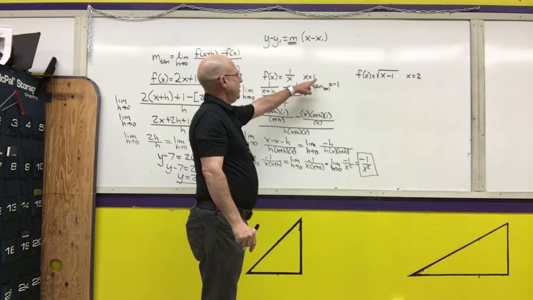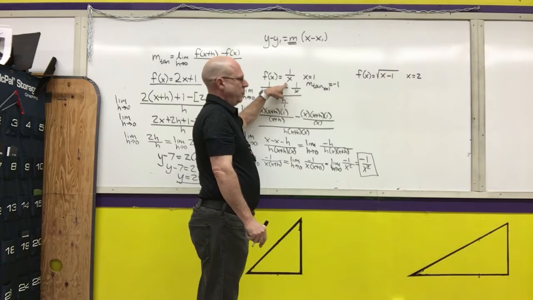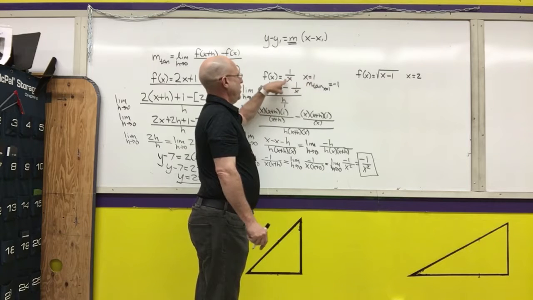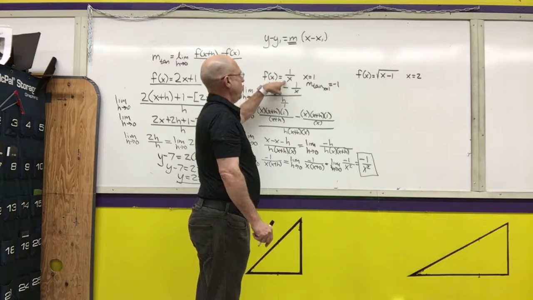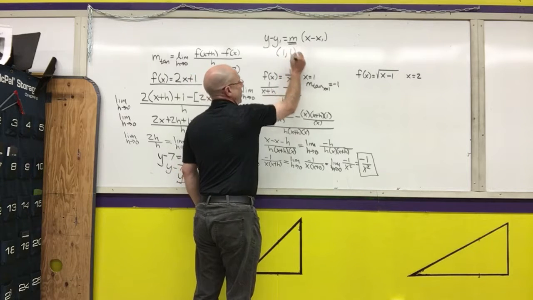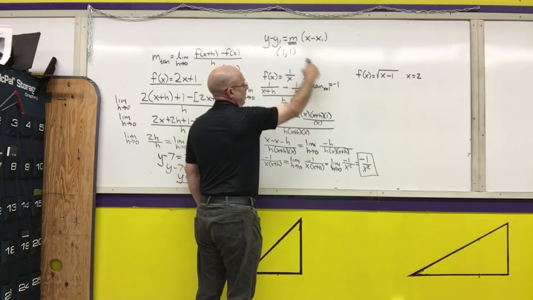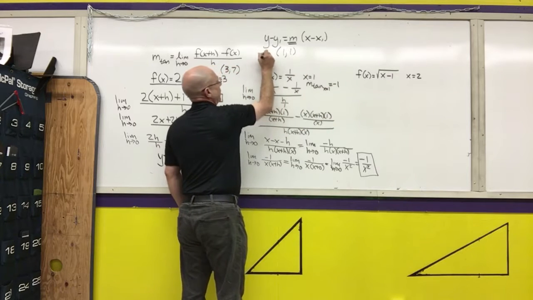And if I want to write the equation for the line, I'm going to put a 1 into my original function to find the y-coordinate. If I put a 1 into my original function, 1 over 1 is 1. So I want to find the slope of the line at 1, 1. I want to write the equation for the line at the point 1, 1 that has a slope of negative 1.